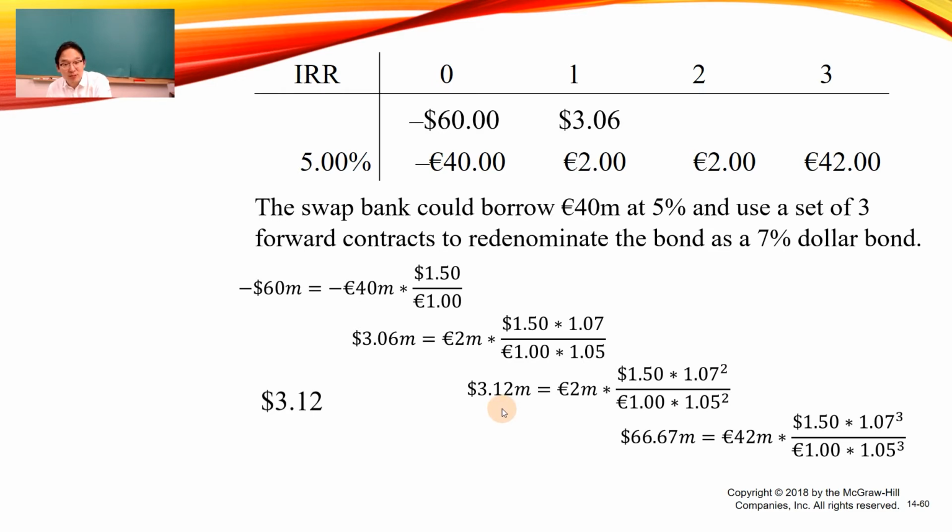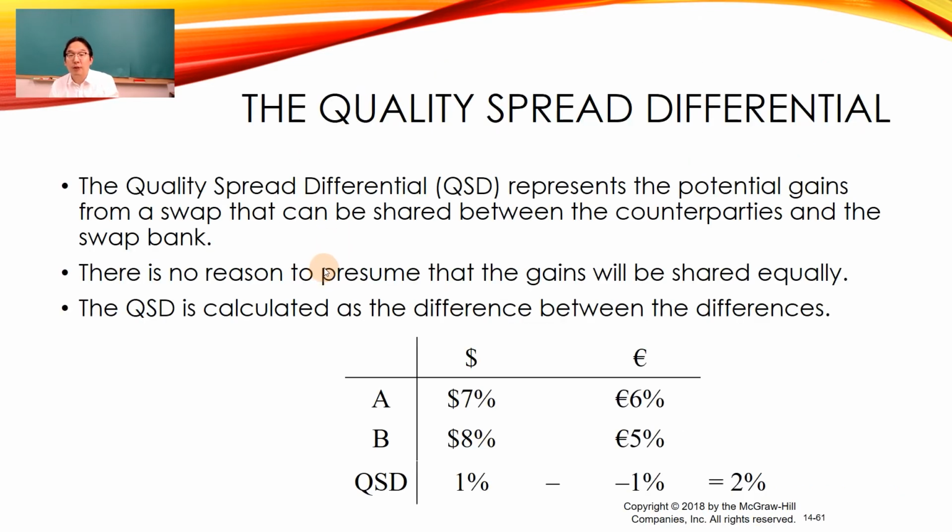3.12 million US dollars. How about the final payment, 42 million euros, and then IRP relations over 3 years? 66.67. What's the IRR that justifies this cash flow pattern? That's 7%, right? The market has to be a fair game.